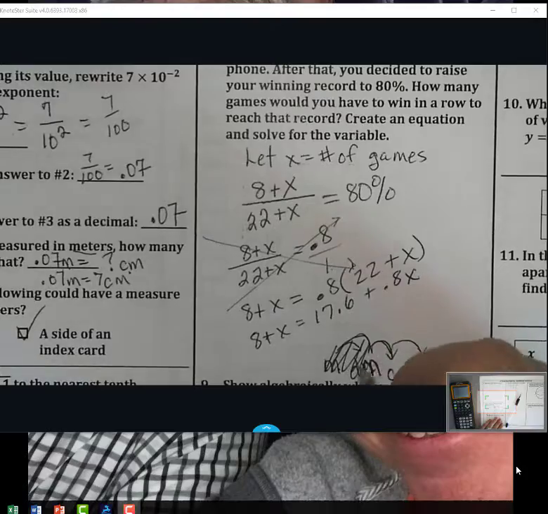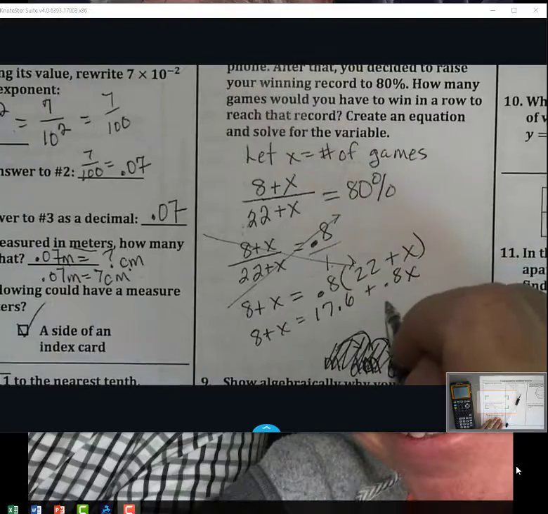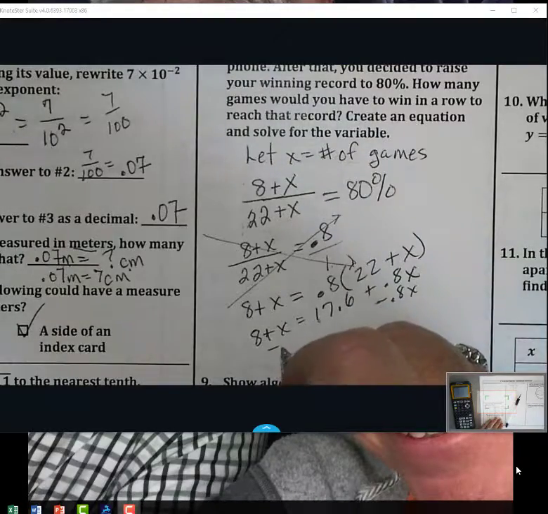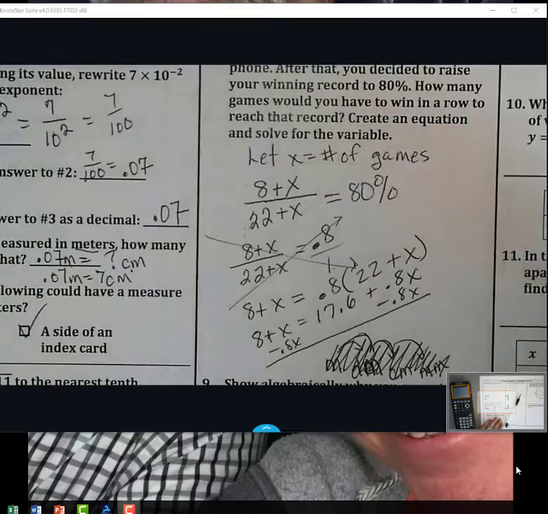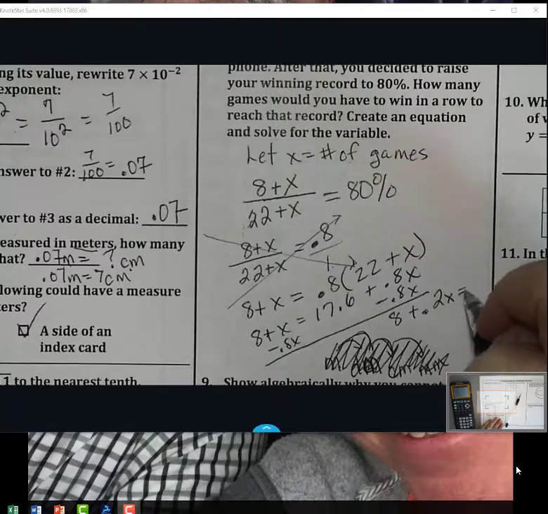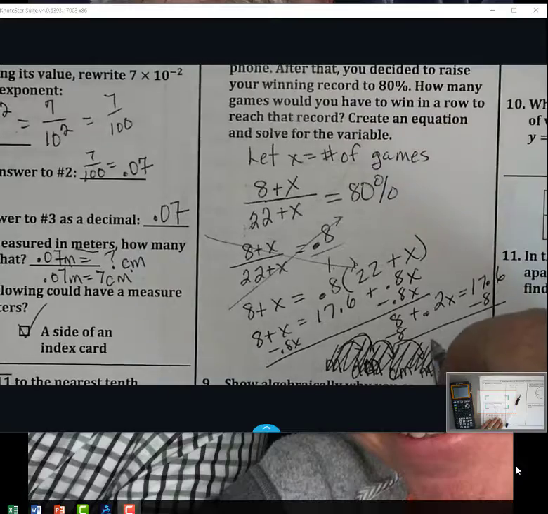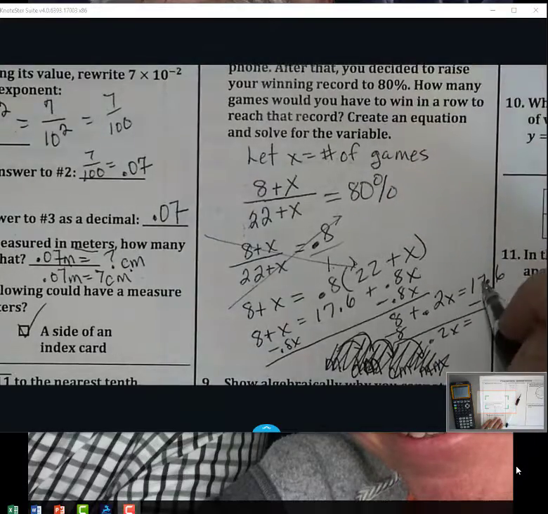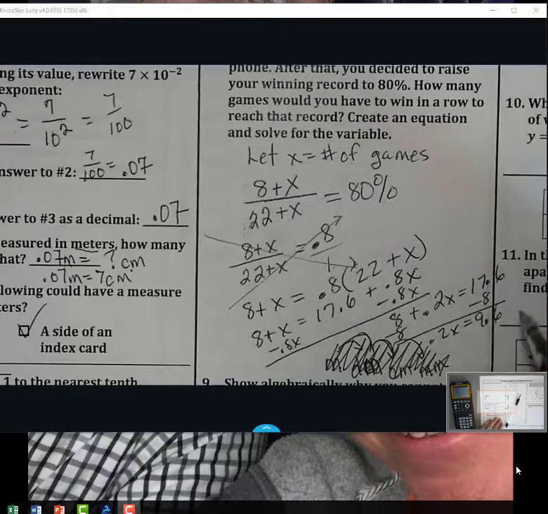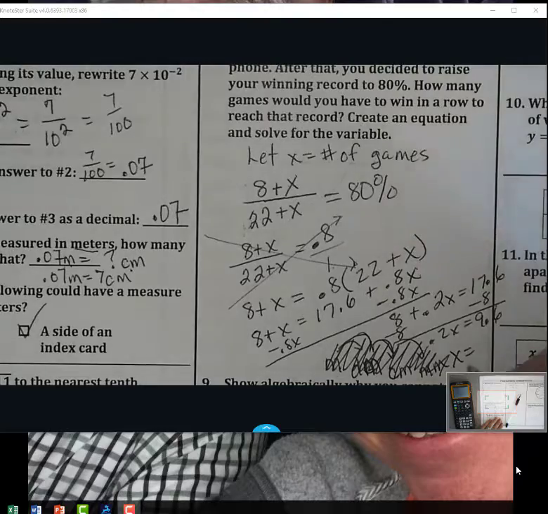You can ignore this. I need to get all of the x's onto the same side, so I'll subtract 0.8x, 0.8x. That's going to give me 8 plus 0.2x equals 17.6. Subtract the 8 from both sides. 0.2x equals 9.6. And divide both sides by 0.2 or 2/10. And 9.6 divided by 0.2 will be 48.